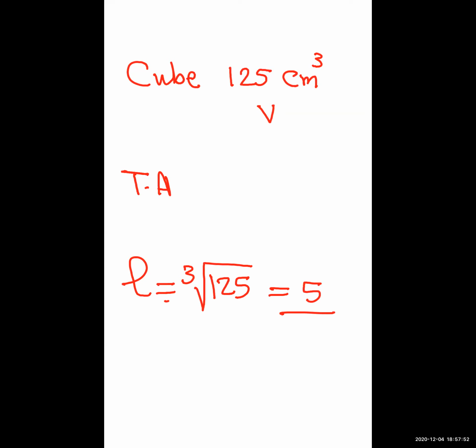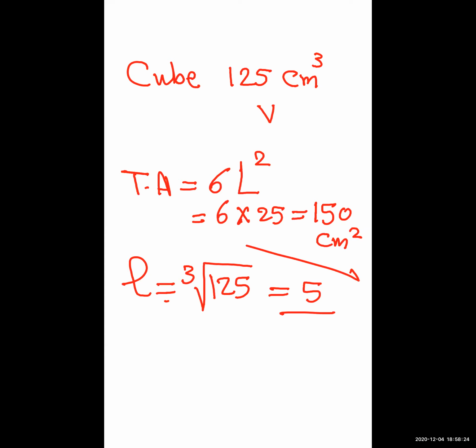Then the total area, guys. If you still remember, the total area equals 6 multiplied by L squared, right? So it will equal 6 times 25, so it will equal 150 square centimeters. Okay? Are we clear now, guys? 150. Okay, great.